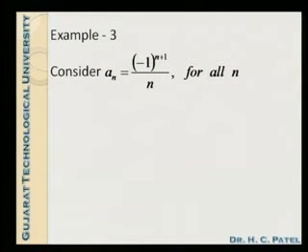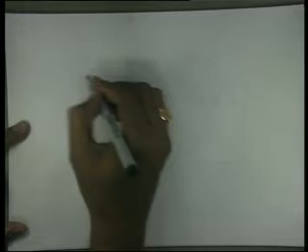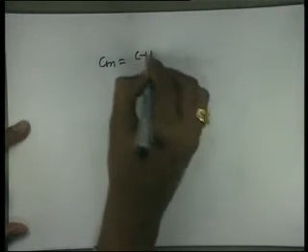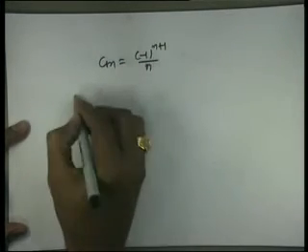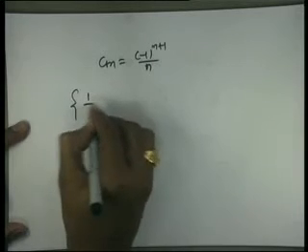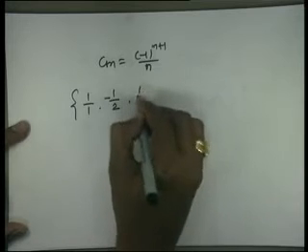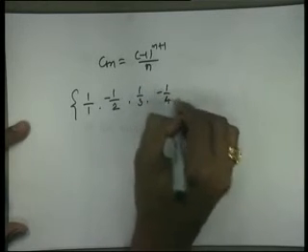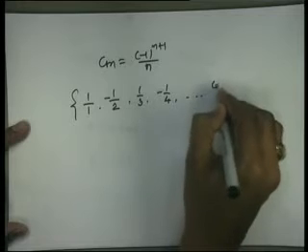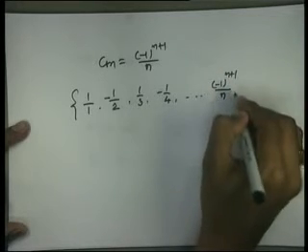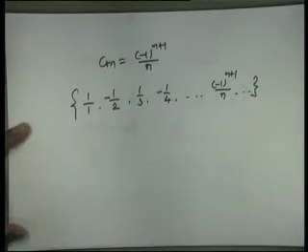In the third example, the nth term is minus 1 raised to n plus 1 upon n for all n belonging to the set of positive integers. So an is minus 1 raised to n plus 1 upon n. The sequence looks like 1 by 1, 1 by 2 with minus sign, 1 by 3 with plus sign, 1 by 4 with minus sign, and the nth term is minus 1 raised to n plus 1 by n. Right? Slide.